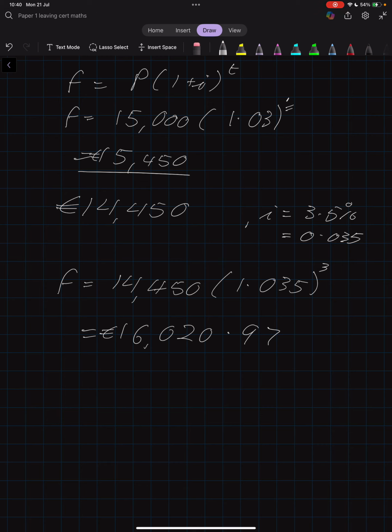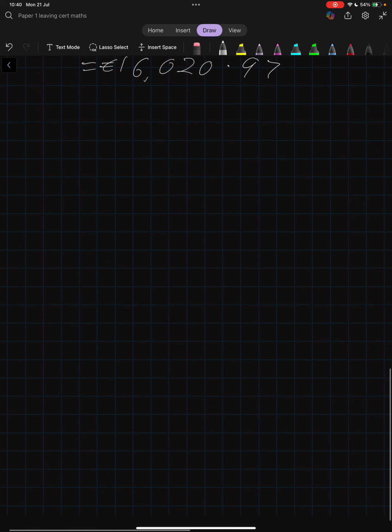Okay. Now the next thing that I want to do is show you how to, because basically in every single financial maths question in Leaving Cert, if it comes up, you almost guaranteed have to change an interest rate, a monthly interest rate to a yearly interest rate, or vice versa. So I'll just show you how to do that.